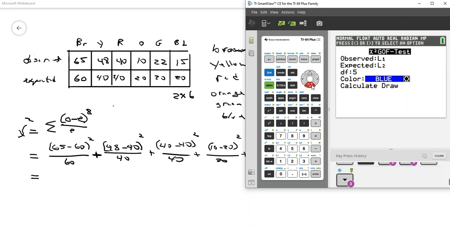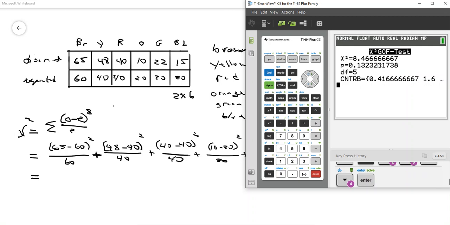And calculate. All right, so 8.4. Whether you do it with the calculator or by hand, we're going to get the same number. So this is 8.47.